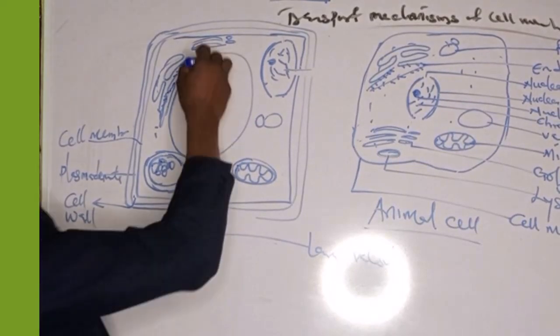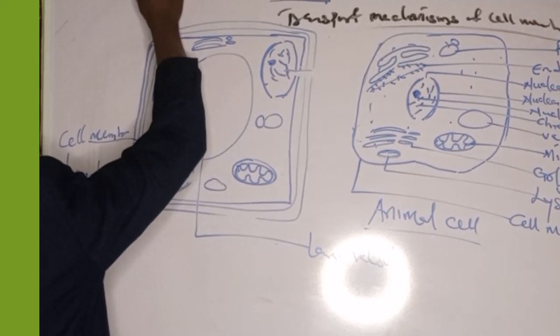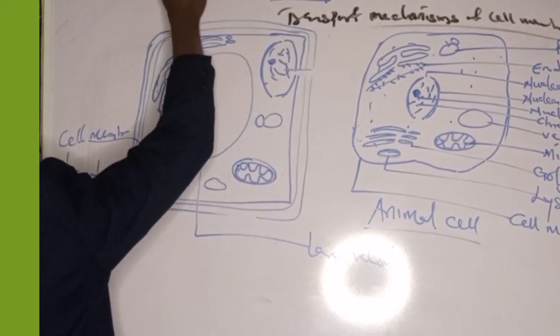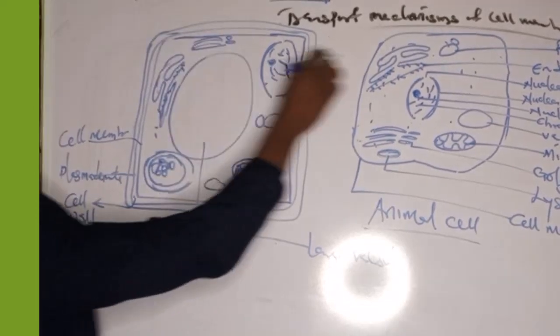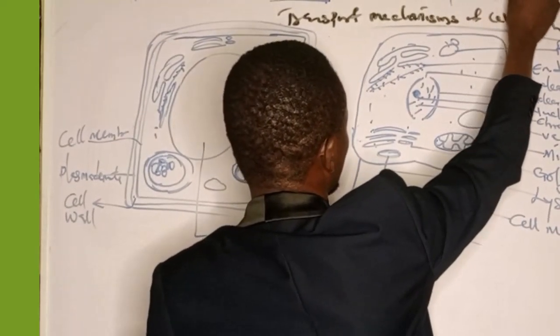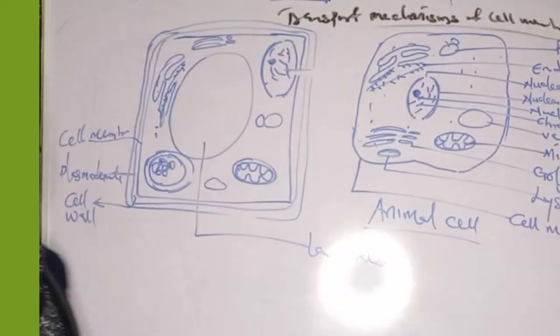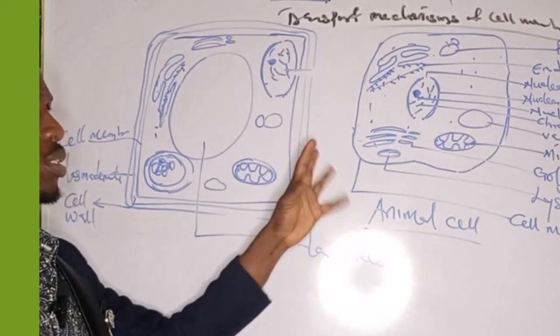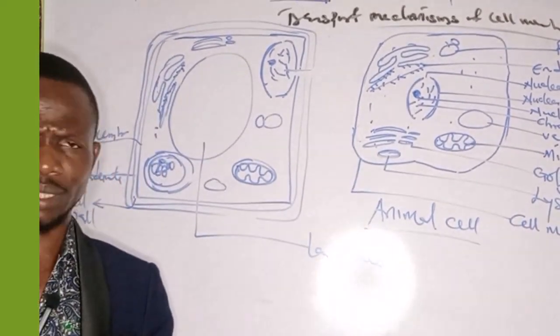In plants, this structure is made up of the protoplasm plus the cell wall. While here, the entire cell is known as the protoplasm. So this gives us the basic structure of the cells of plants and animals.